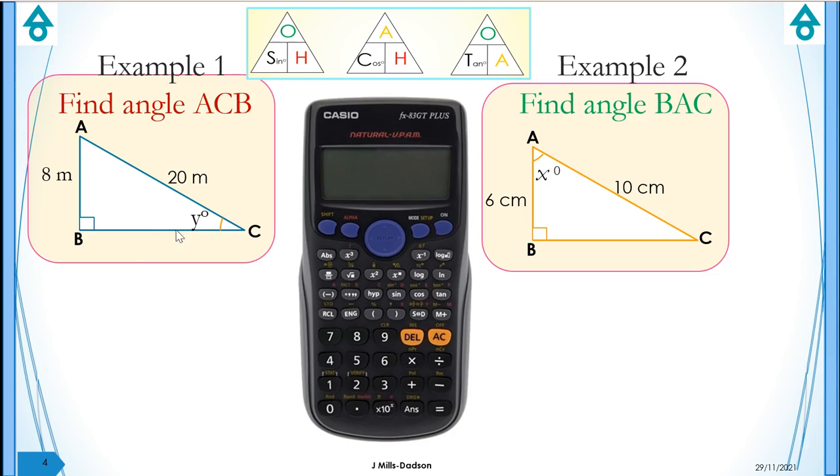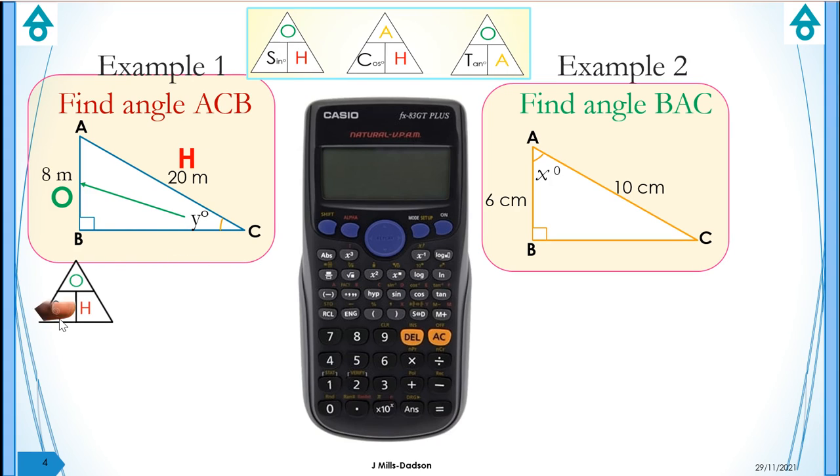Okay, example 1. We are supposed to work out angle Y. So we start by labeling opposite, hypotenuse. So we check the triangle. We're going to use the sine triangle. Now we are looking for the angle. The angle represents the sine because it's sine of the angle.